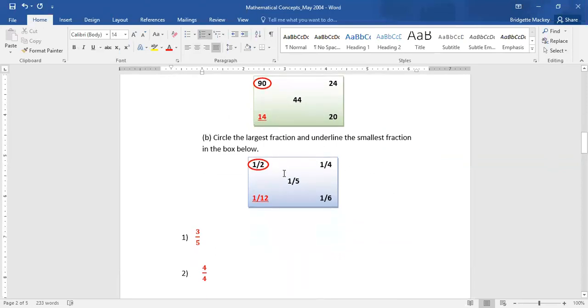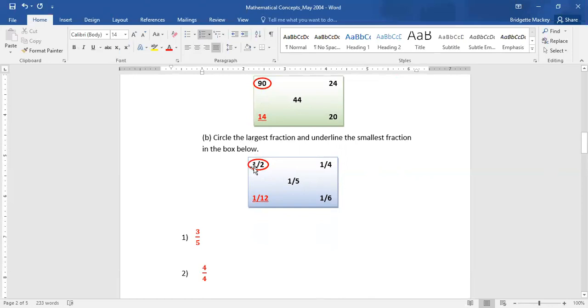And again, we have another box, but this time this box has fractions. So it asks us to circle the largest fraction and underline the smallest fraction. Now with fractions, the smaller the number on the bottom, the larger or the greater the value of our fraction.